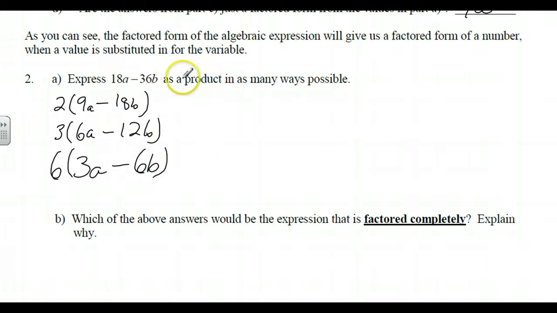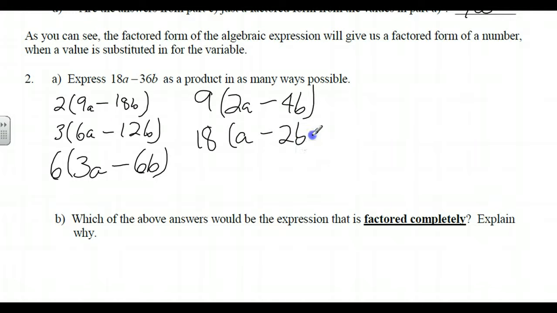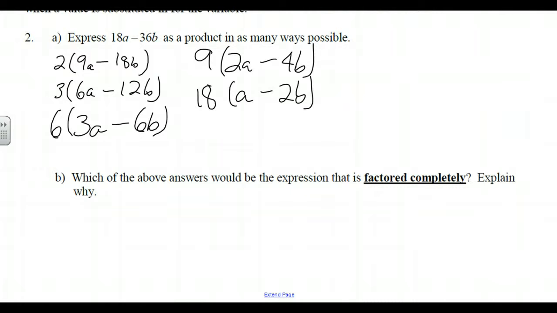7, no. 8, no. 9, yes. 9. 18a divided by 9 is 2a, right? I often just think, what do I need to multiply 9 by to get 18a? What do I multiply 9 by to get 36? And then I need the b. 10, no. 11, no. 12, no. 13, no. 14, etc., up till 18, which is a minus 2b. Each of these multiplied out using the distributive law will give you 18a minus 36b. And I don't think I can do anything further.